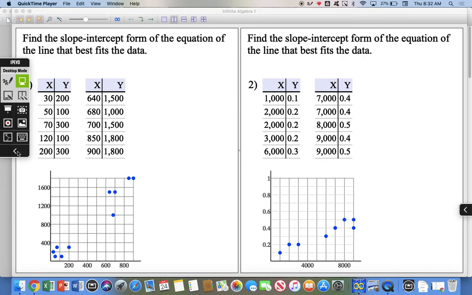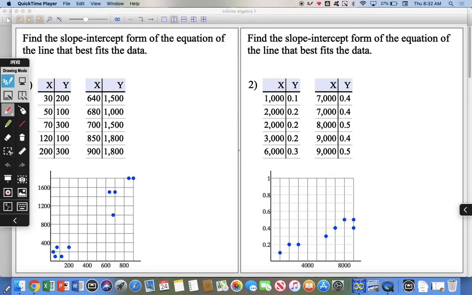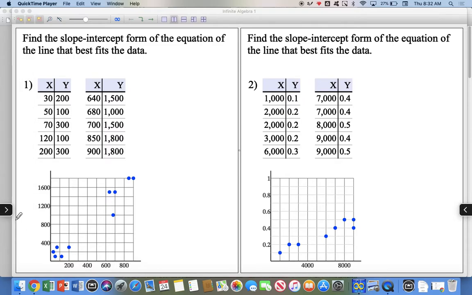All right, so if you guys can see, we have two different scatter plots here. And the whole purpose of the scatter plots is to make a prediction. We understand that scatter plots aren't going to have a perfect linear relationship, but if they are linear, we can write an equation for the pattern.